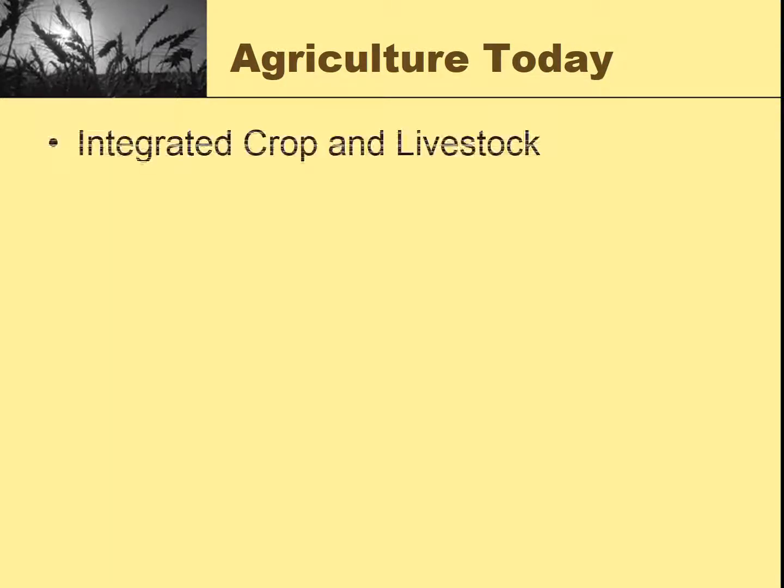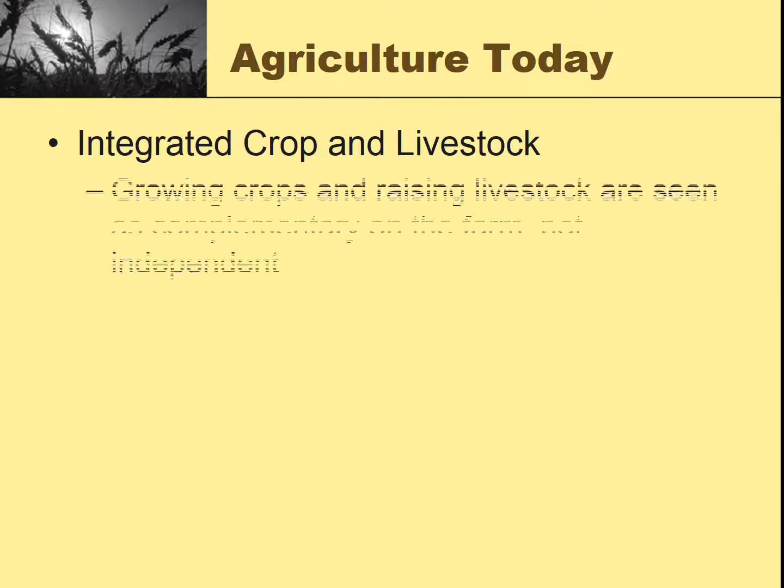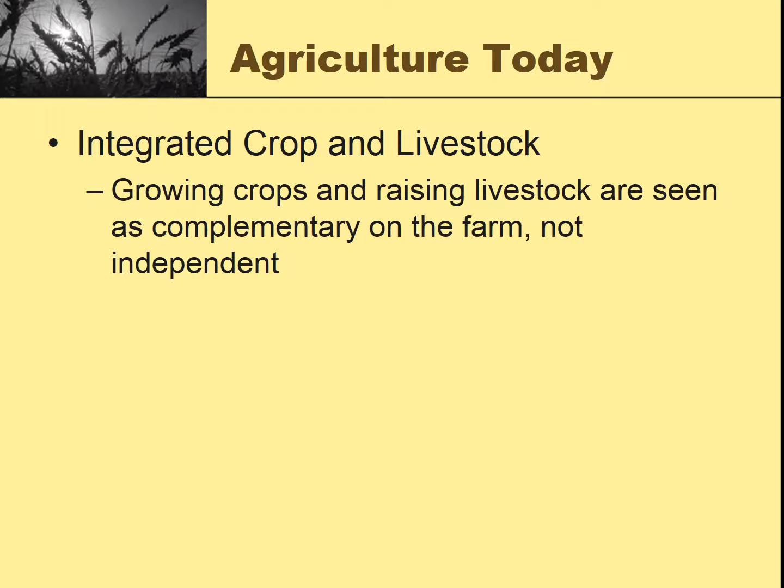And lastly, we have integrated crop and livestock. We have irrigation. This is still about sensitive land management. Okay. Integrated crop and livestock farming. That's the growing crops and raising of livestock. And these practices are seen as complementary on the farm, not independent.